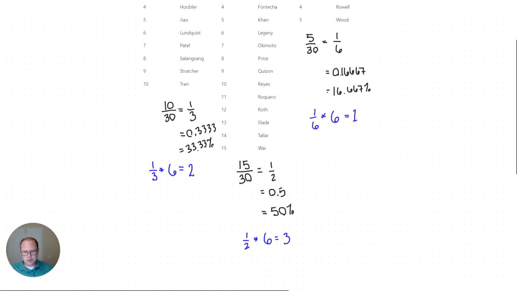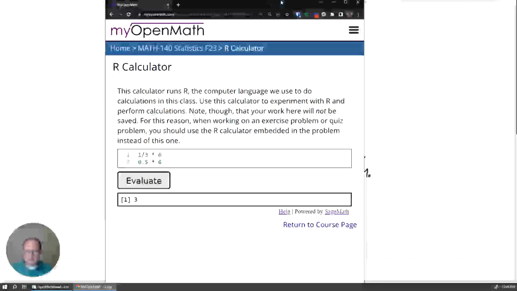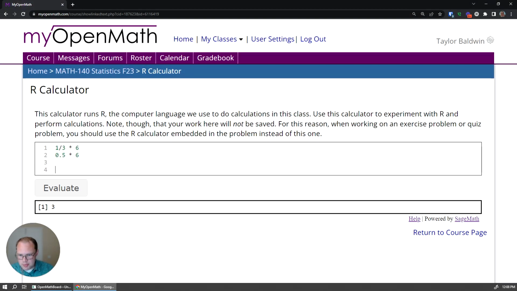So let's do this first group first. We want 2 students out of one of these 10. So I'm going to use my sample function, and I want 2 of those 10 students. The first student was number 1, the last student was number 10, and I have calculated that I need 2 students from that group.